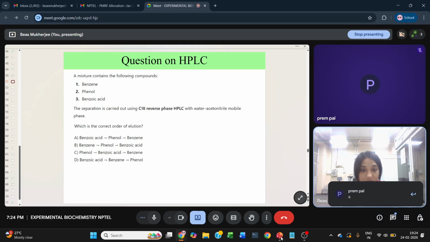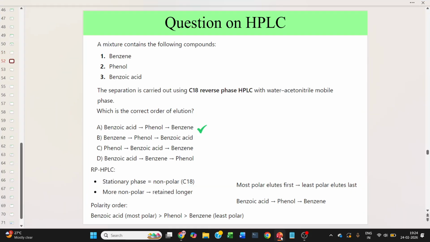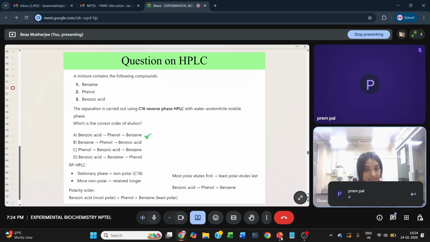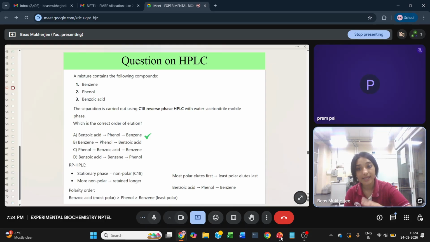A. Okay, good. Let's see. Yes, very good. A is the right answer. Why? Because you see the order of polarity is benzoic acid is most polar, then it is phenol, and then it is benzene. So definitely benzene is least polar, so it is going to elute last. Benzoic acid elutes first.